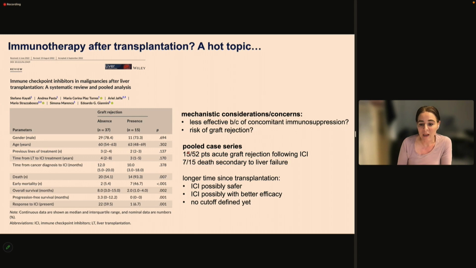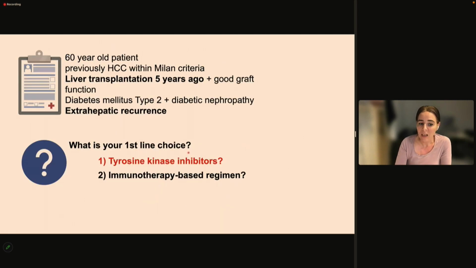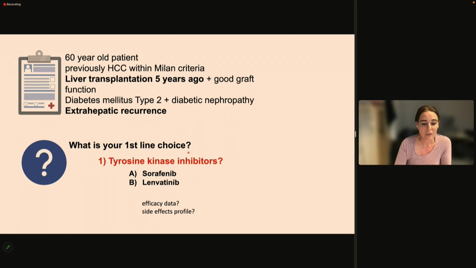Probably have a little bit higher efficacy, but so far there's absolutely no cutoff data defined yet. So I would say that there is a substantial risk of graft rejection. And this is why, in this scenario that I just tried to sketch to you, I would actually go with the option of tyrosine kinase inhibitors, merely either sorafenib or lenvatinib. So what are we taking, sorafenib or lenvatinib?